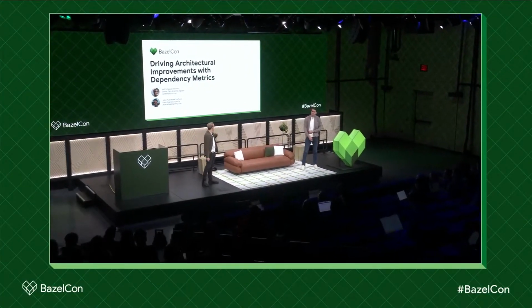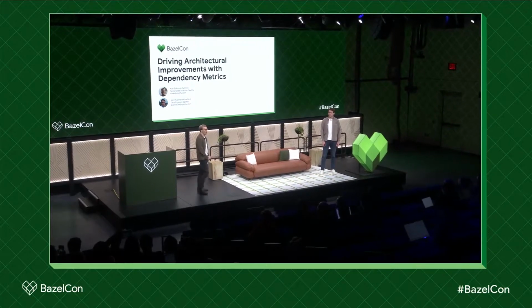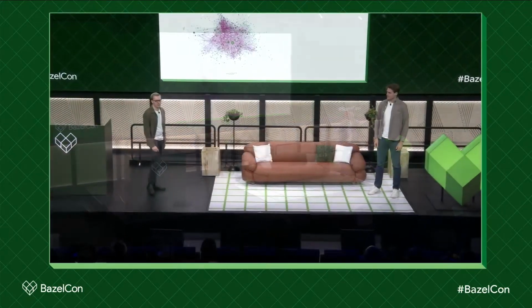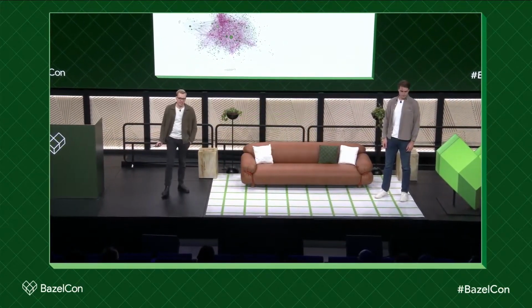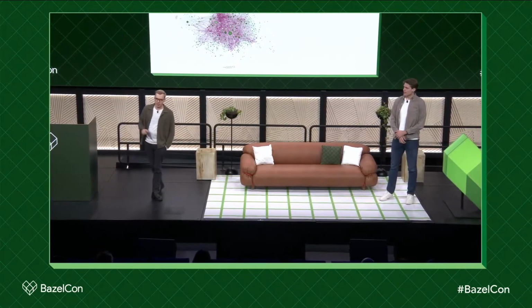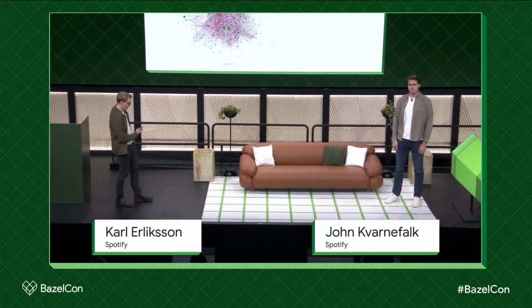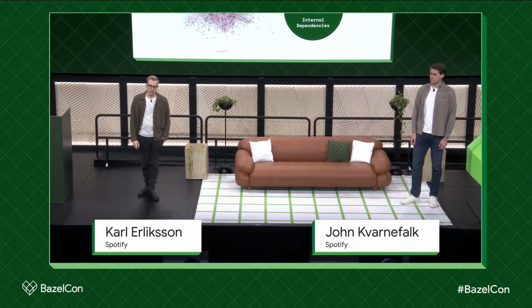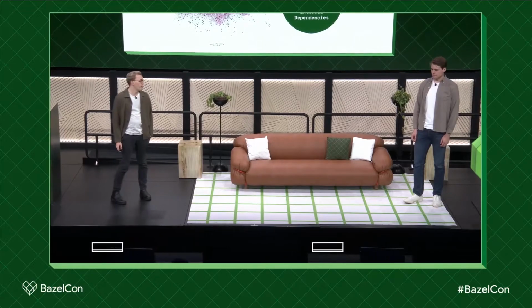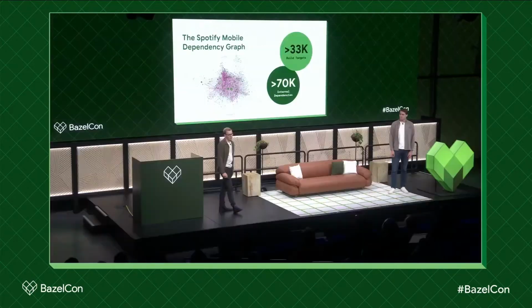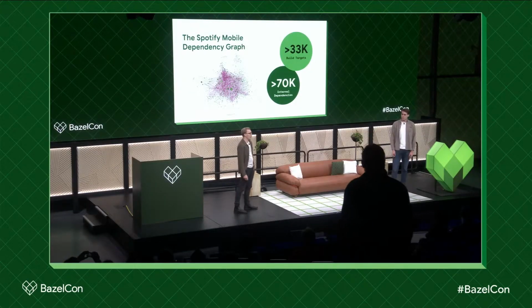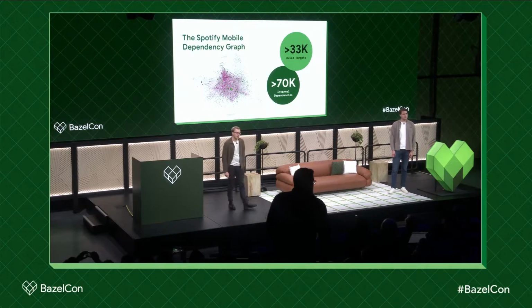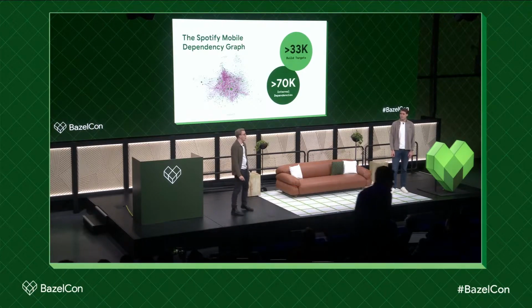Super excited to be here today, and I'm actually going to start right away by showing you this image as an illustrative example. Well, you might ask yourself, what is this entangled and rather messy-looking structure? And to not keep you waiting, this is an illustration of our dependency graph for the mobile code base at Spotify. In total, we have over 33,000 different build targets and over 70,000 internal dependencies between these different code entities.